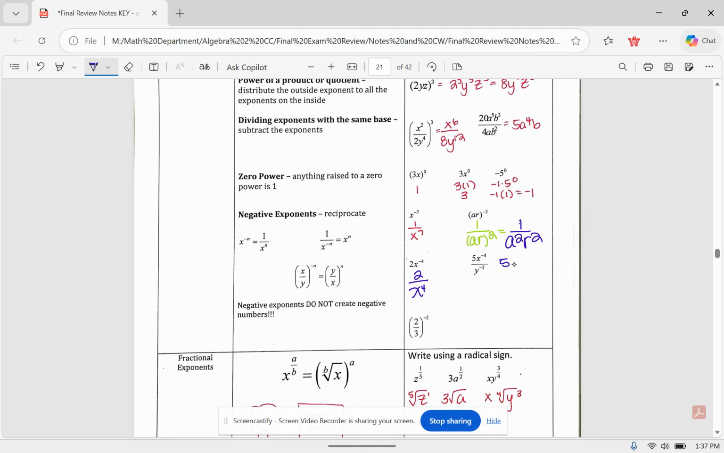The 5 is still going to stay, but the y squared is going to move to the top, where the x to the 4th will move to the bottom. And then lastly, when you have a fraction raised to a negative exponent, I can flip the base entirely, and now it's a positive exponent. So that's the same thing as 9 over 4. It's really important to note that negative exponents don't create negative numbers. They really just create reciprocals where things flip around. So these are some important notes that I would pay attention to.